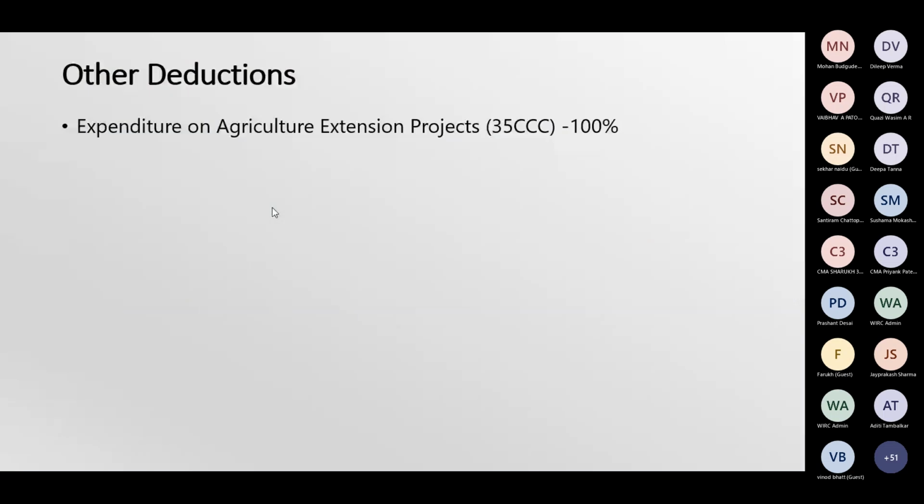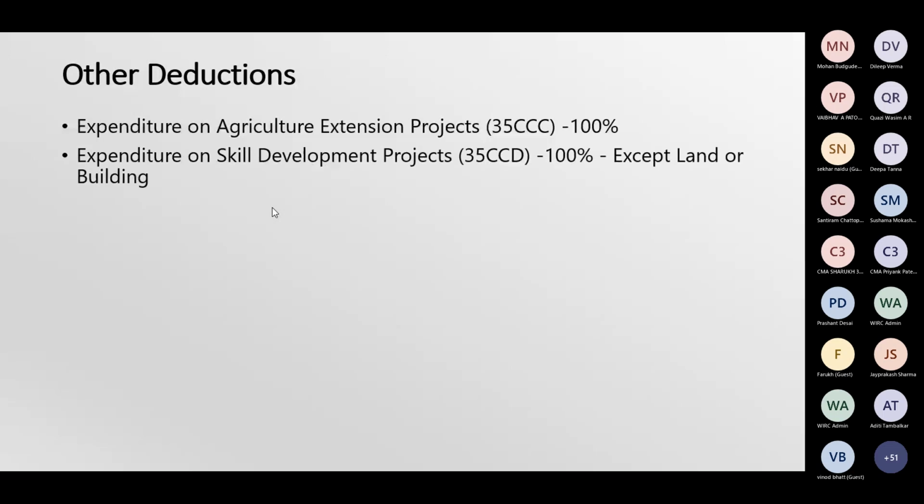Now I'll quickly run through some of the other deductions because, as I said, because of limited time, I won't be able to go into each and every detail of these deductions. But there is nothing much to discuss in these sections. That's what I feel, and that is why I'm just running through them. If you do any agricultural extension project, then 100% of such project or expenditure is allowed.